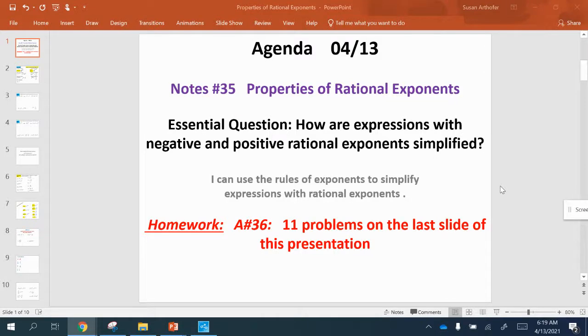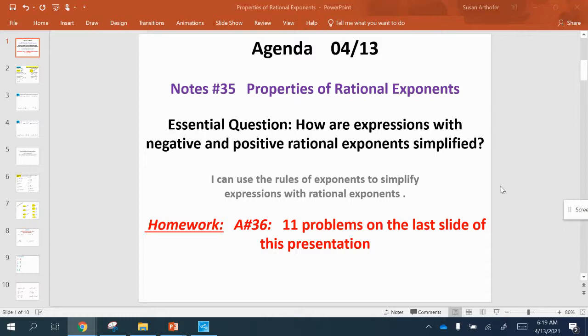Hello, Algebra 2. Here's our agenda for Tuesday, April 13th. We're going to do notes number 35, and there will be homework today, assignment number 36, 11 problems on the last slide of this presentation.